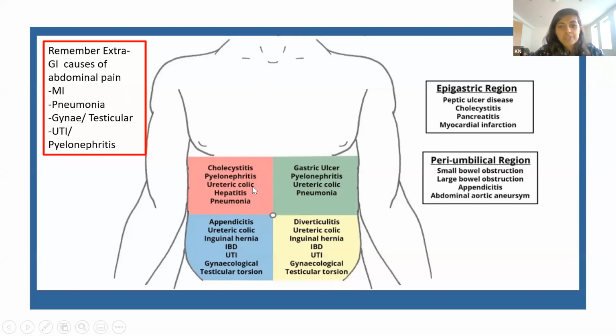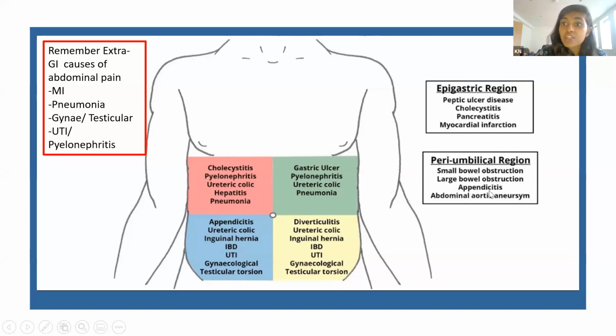Based on the positioning and the site of the pain, there are characteristic sites that would suggest certain underlying pathologies. So diverticulitis in the left iliac fossa, or appendicitis classically in the right iliac fossa. Things like cholecystitis, gastric ulcers, then epigastric pain, so pancreatitis, or periumbilical pain in the periumbilical region.